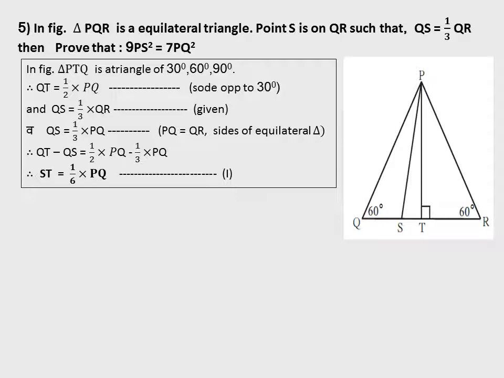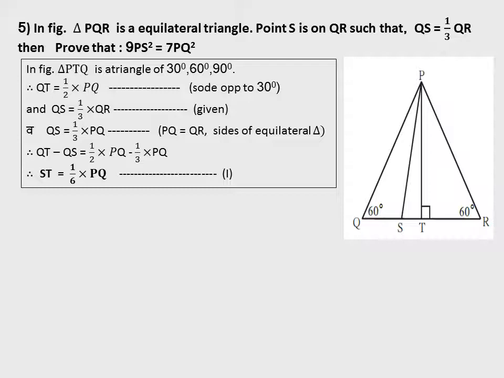QT minus QS. See the figure. After subtracting QS from QT, we get ST. That means we can write QT minus QS equal to half PQ minus 1/3 PQ, 1 upon 2 PQ minus 1 upon 3 PQ. 1 upon 2 minus 1 upon 3 is 1 upon 6. So we get ST is equal to 1 upon 6 PQ. What is ST? ST means QT minus QS.